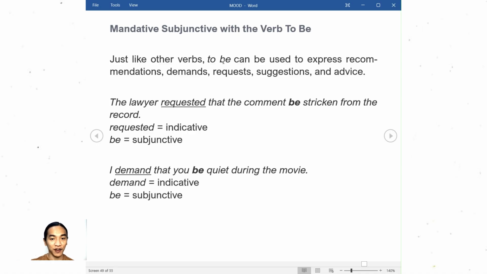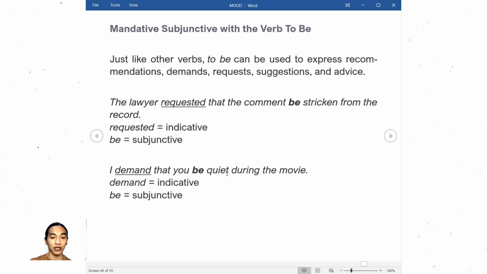Just like other verbs, to be can be used to express recommendations, demands, requests, suggestions and advice. Okay, the verb be. Example: the lawyer requested that the comment be stricken from the record. So your requested is your indicative verb, be is still your subjunctive.